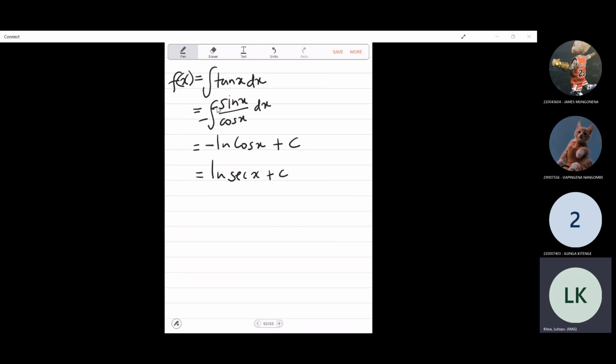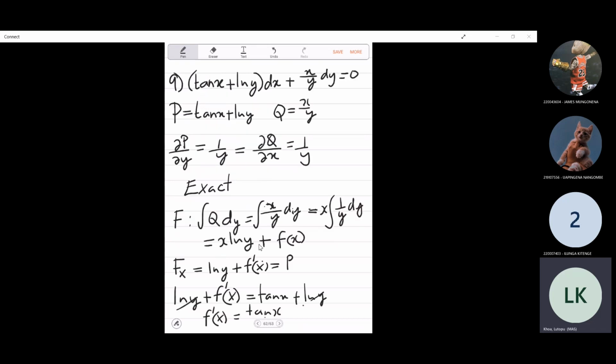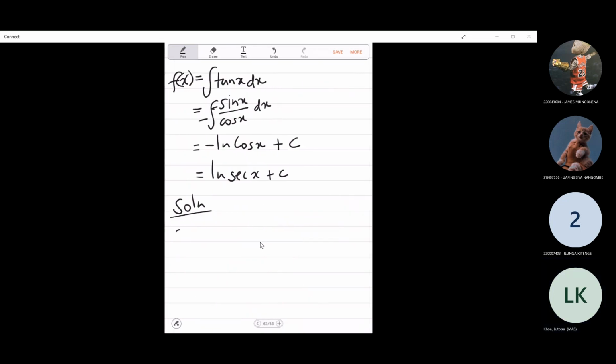And then I can now write down my solution. The solution will be this part here, x ln of y, and then this part here, and equate this to our constant of integration.